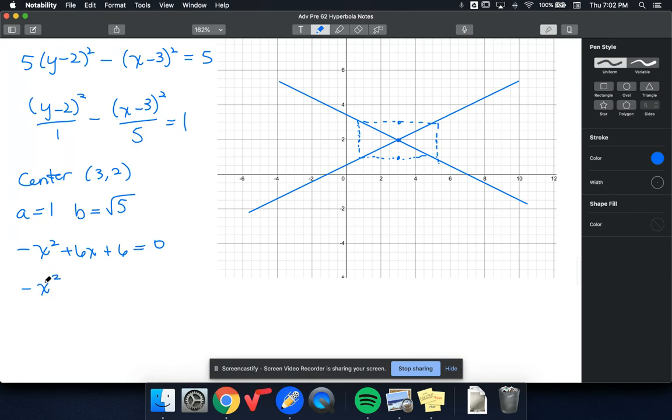Negative (x squared) minus 6x plus 9, and then move that negative 6 over. That is like, something is wrong.